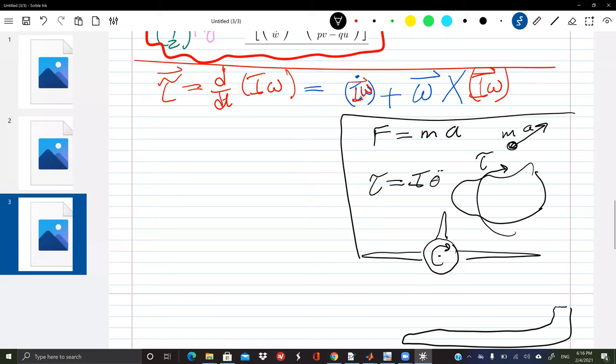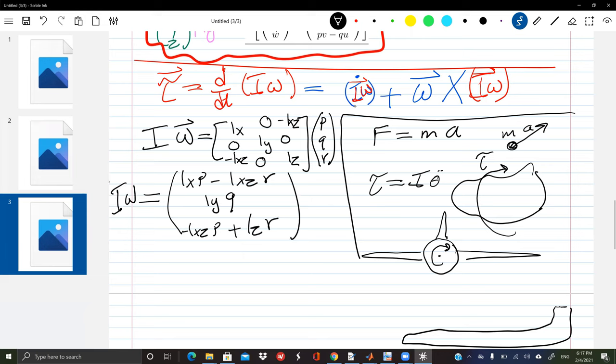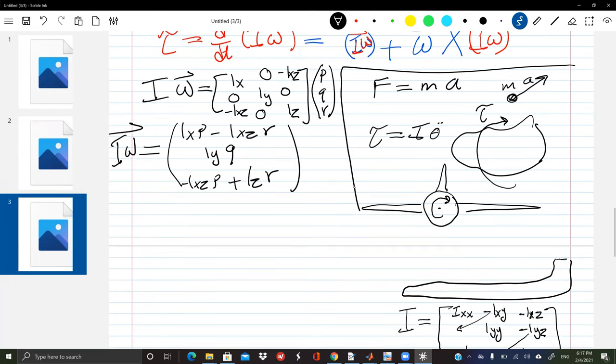So if this is the case, because now I know the structure of my I matrix, please get that vector, I times omega. That's easy. Here is my matrix, IX, IY, IZ, and these are zeros in the cross. This is IXZ, this is IXZ. And I'm going to multiply this with the omega vector, which is simply PQR. So this gives you what? Let's do the multiplication. This is IXP minus IXZR. This is IYQ. And this is minus IXZP plus IZR. So I got the I omega vector. Fine. Let's apply this rule blindly and we're done. So let's apply it.